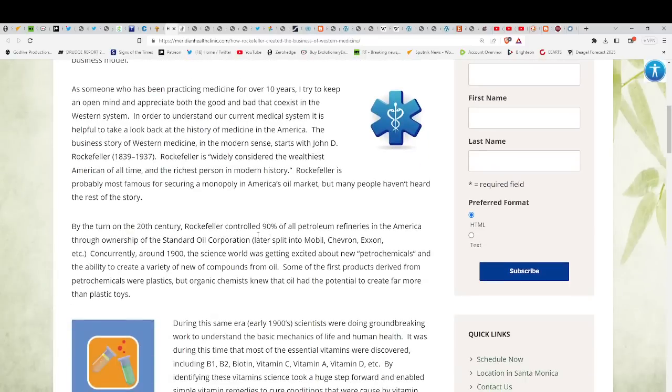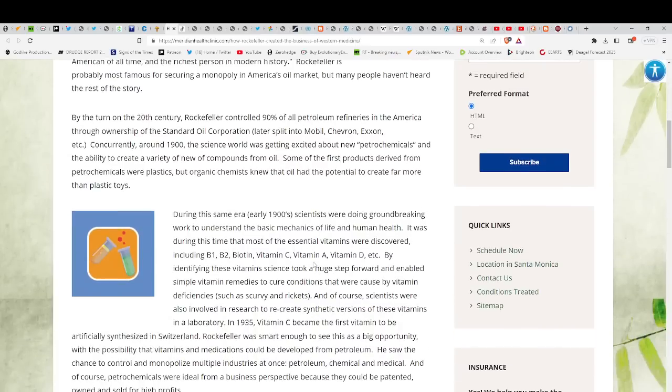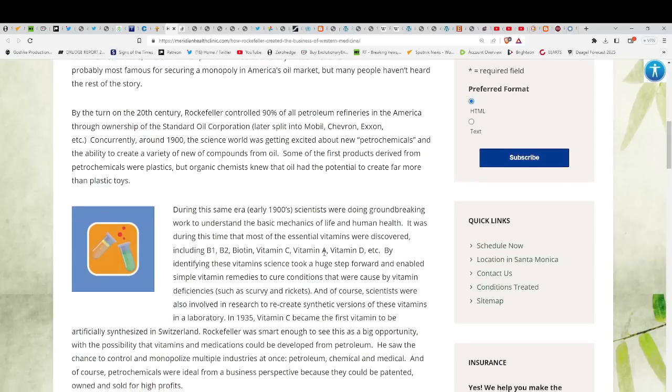By the turn of the 20th century, Rockefeller controlled 90% of all petroleum refineries in America through the ownership of Standard Oil Corporation. It later split into Mobil, Chevron, and Exxon, etc. Concurrently, around 1900, the science world was getting excited about new petrochemicals and the ability to create a variety of new compounds from oil. Some of the first products derived from petrochemicals were plastics. But organic chemists knew that oil had potential for far more than plastic toys.